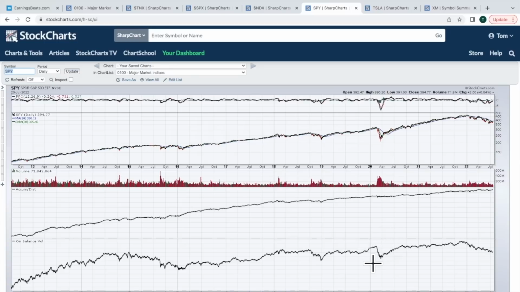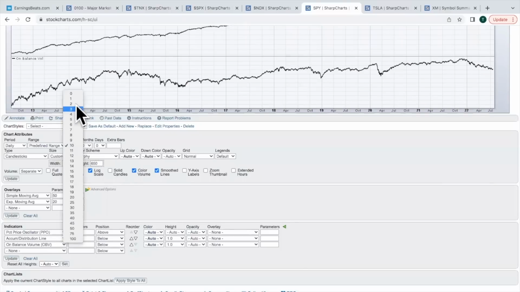OBV doesn't tell us that. The AD line does. And I've said this year, I believe we're in a cyclical bear market and we're going to go back up to all-time highs. OBV looks horrible. Still looks bad. The AD line looks like weakness has been accumulated throughout this cyclical bear market. So let's shorten the chart, and I'll explain a little bit about what we have here with these two.